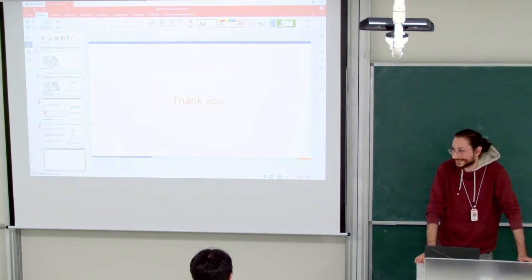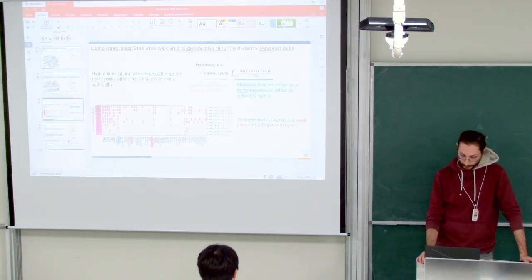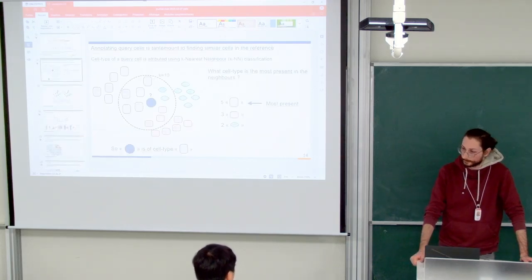Yes. And I also have one more simple question. To identify the cell types, we need to set some neighborhood size like K. I wonder whether the result is sensitive to the choice of K.